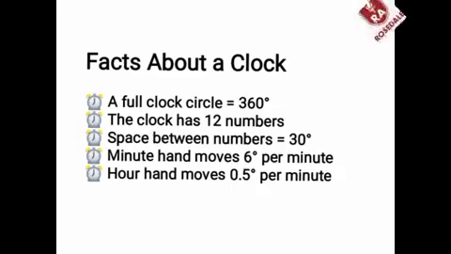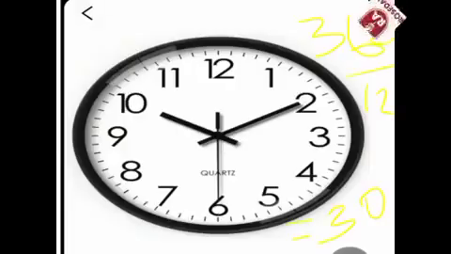Now, a full clock circle is 360 degrees. How do you know a full clock circles 360 degrees? Let's take a look at this clock. For instance, here is a clock. The angle circle of this clock is 360, so this circles 360 degrees, and that's one of the facts about angles.